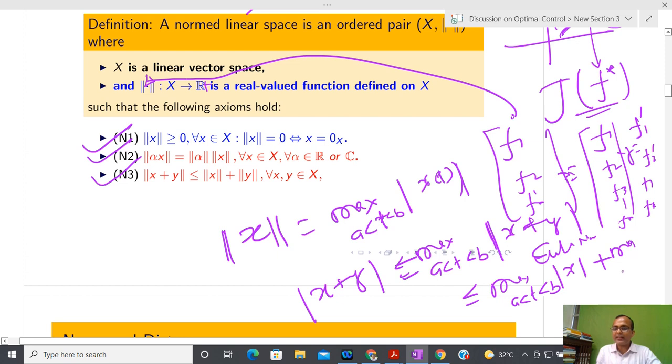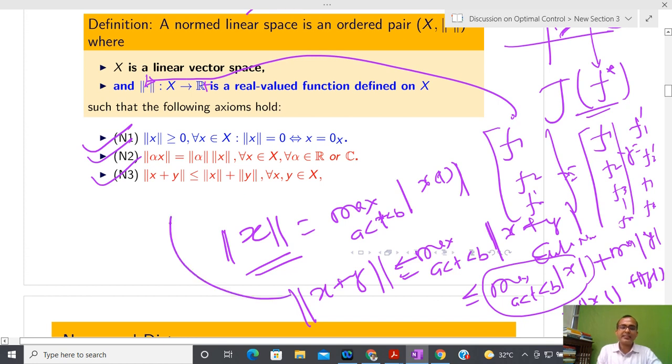Priyanka, is it possible to write like this or not? Yes, sir. And what is the definition of this? What is the definition of this? Sir, the maximum value of the magnitude of x, which I have already defined, and this is y. So x plus y will satisfy this. Any confusion? No, sir. In this way we are able to check that the triangular property is satisfied.